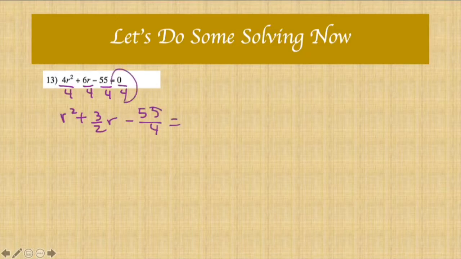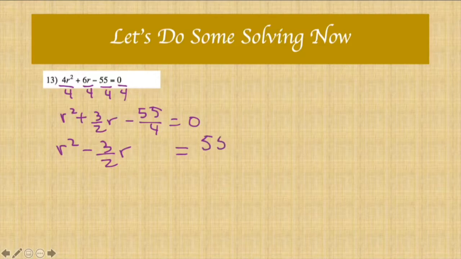And this stays 0. We're going to move that to the other side, so we have our blank. R squared minus 3 over 2r. Leave our blank. Positive 55 over 4. No problem so far. We're going to take half of that.